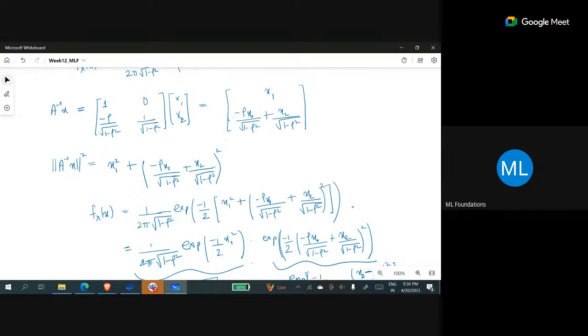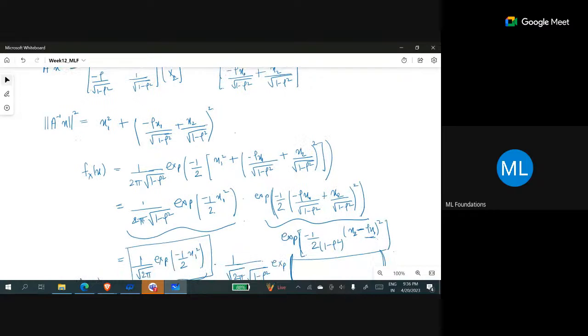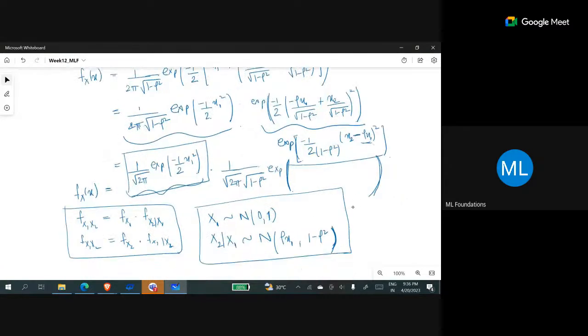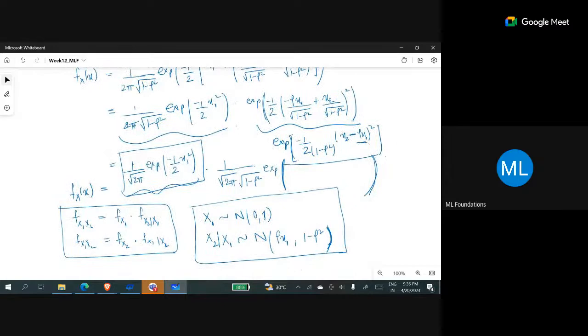If you expand this, if you find this norm and write it in a particular way, what you will see is that the joint PDF of X can also be written as a product of marginal times conditional. This result you have already seen in Stat 3, that any joint distribution can be written as a product of marginal times conditional. So here we have found that this can be the marginal of x1, and this can be the x2 given x1.